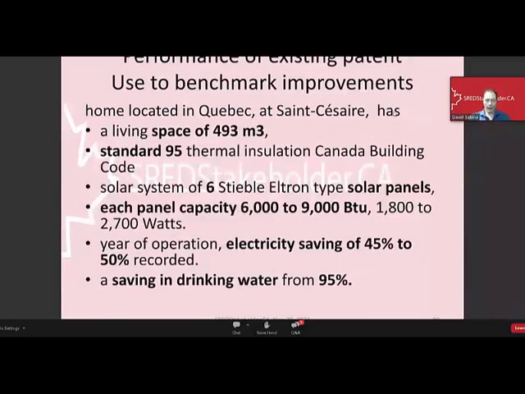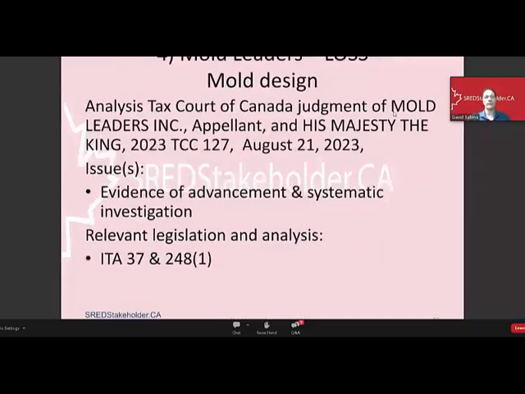One of the other things that they talk about in the original patent, by Mr. Pearl, is they give us the numbers that we need. They give us the objectives that we could be trying to improve on. So we're told the space of the house, the insulation that was used, that they had 6 specific types of solar panels, what the ratings of those panels were, and that the result was energy savings of 45 to 50% and savings in drinking water of 95%. So again, measurable performance objectives that we could be trying to improve on, or at least try not to degrade, as relevant evidence in the cases. So again, that wasn't done from the evidence that I see in the court.